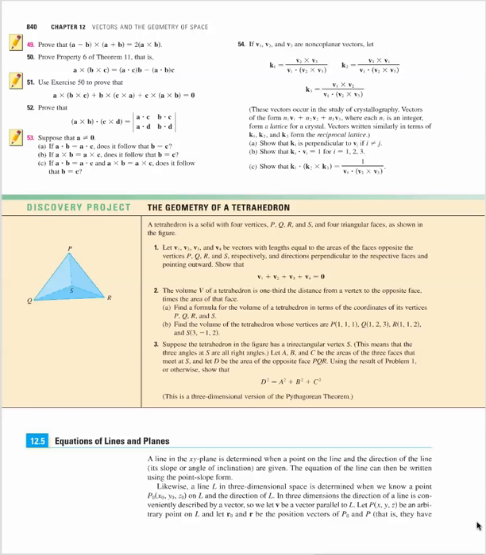Hi everybody, this is Cal with sections 12.5, Equations of Lines and Planes, and 12.6, Cylinders and Quadric Surfaces. We're going to start here with section 12.5, which covers how to find equations of lines and planes in 3-space.